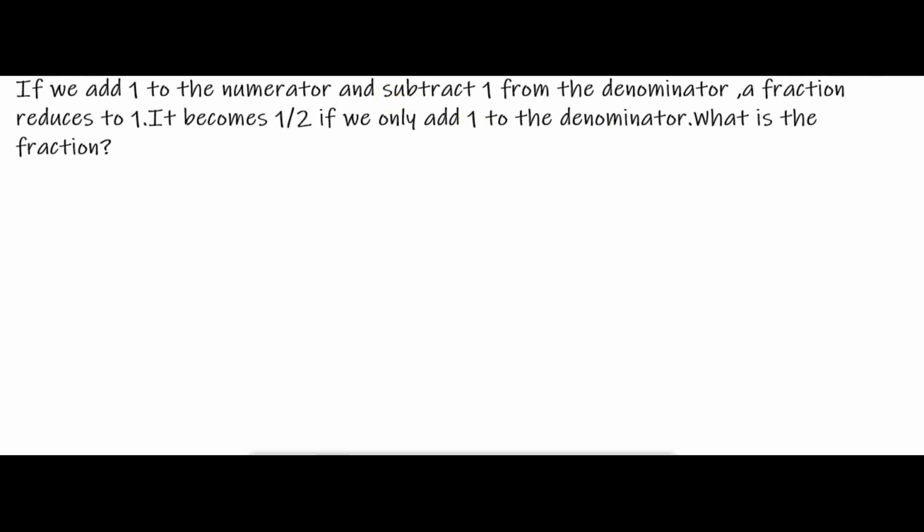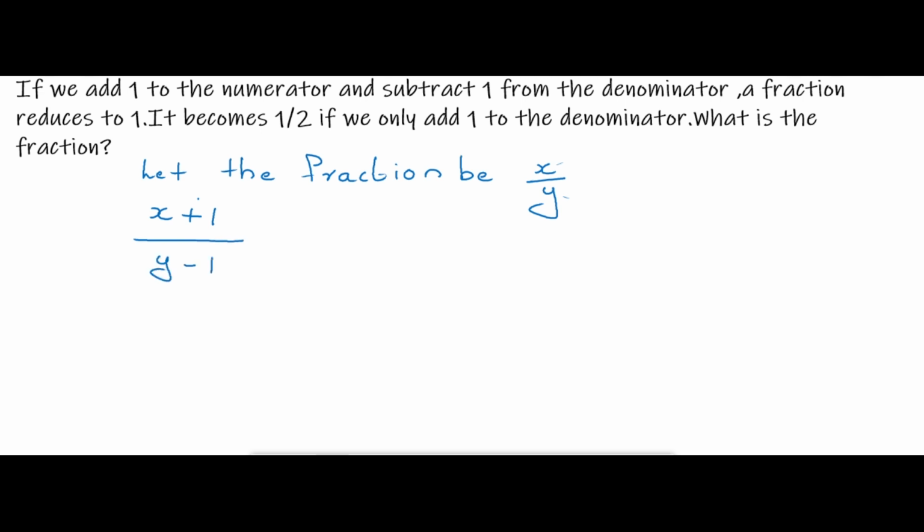So, we can take the fraction as x by y. So, let the fraction be x by y. Now, read the question well. If we add 1 to the numerator, your numerator is x and denominator is y. So, if we add 1 to the numerator, that is x plus 1, and subtract 1 from the denominator, that is y minus 1, your fraction reduces to 1. Name it as equation number 1.